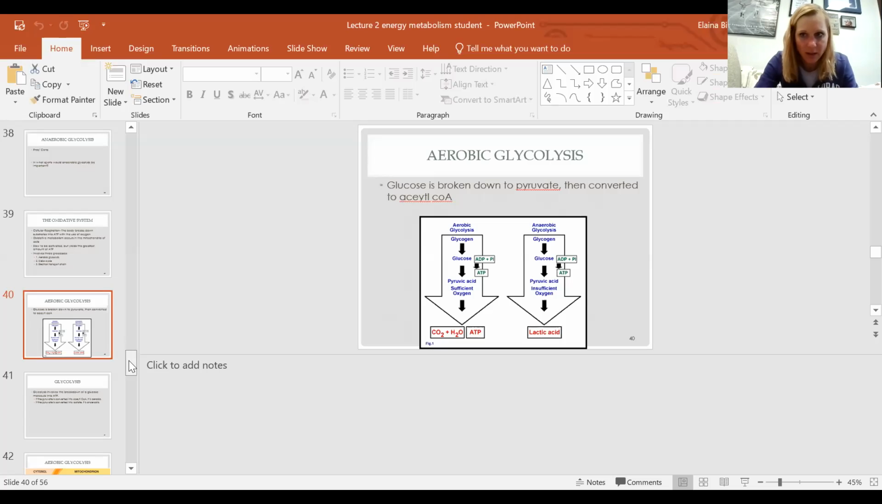Today's topic, again, this is the second portion of lecture number 2. And so in this unit, we are going to focus on energy metabolism. So let me just get our PowerPoint ready here.